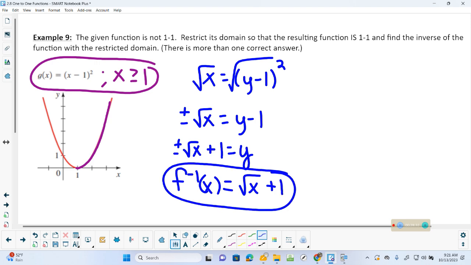Now, the reason it says there's more than one correct answer, what if you used the left side? What would change here? You'd put the negative in front of the square root. You would select that one. So that's why there's more than one choice, depending on what half of your parabola you chose. Any questions on that? All right, you crushed it, kids.